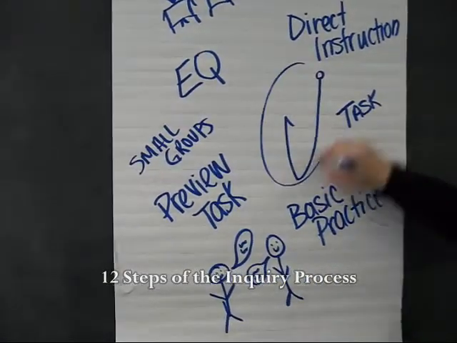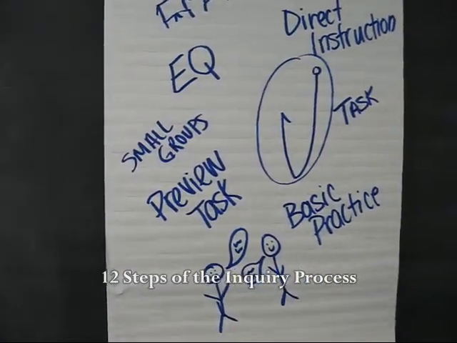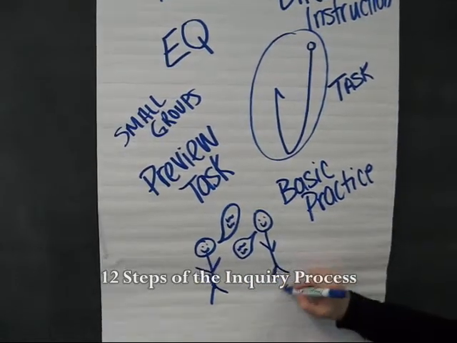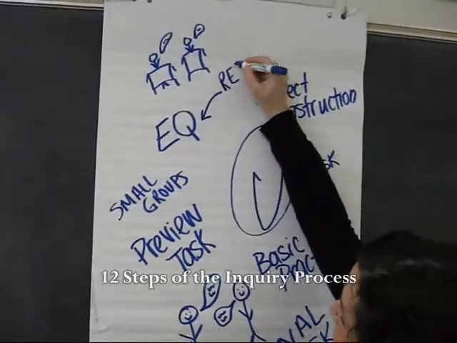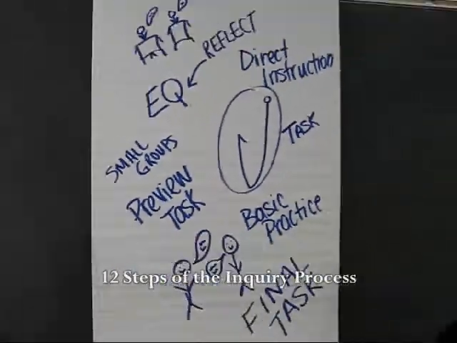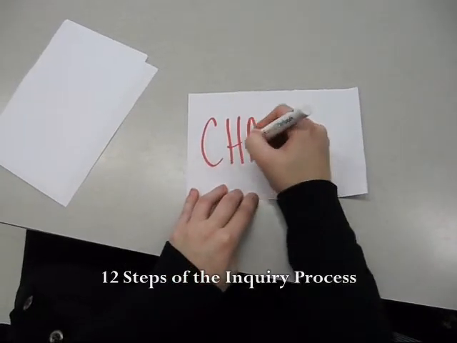Number 10, revisit the original unit hook problem. Then you can assign the final performance task. And then number 12, the last step, gives students opportunities to reflect on the unit's essential questions.